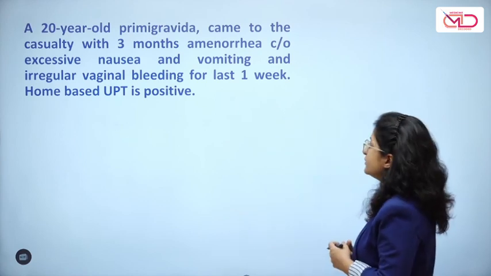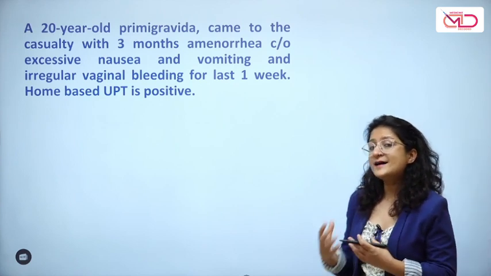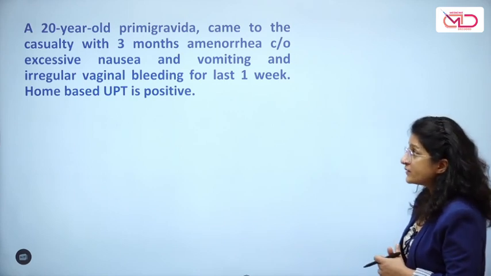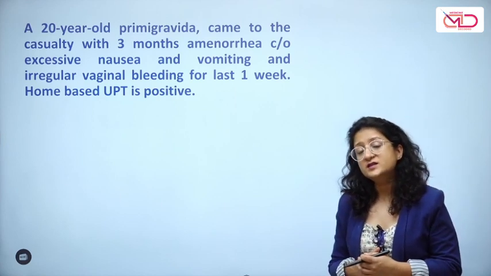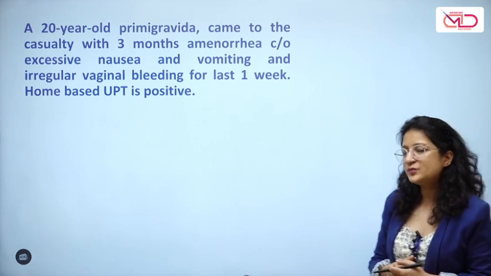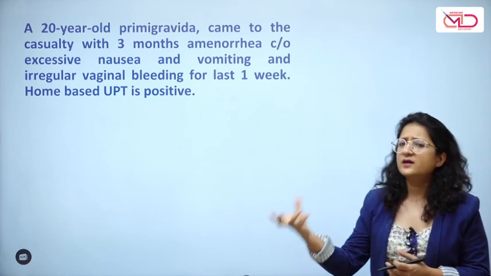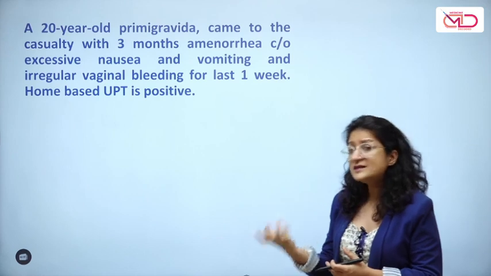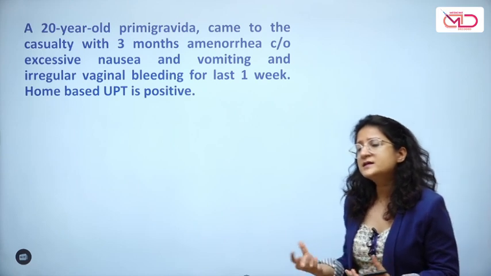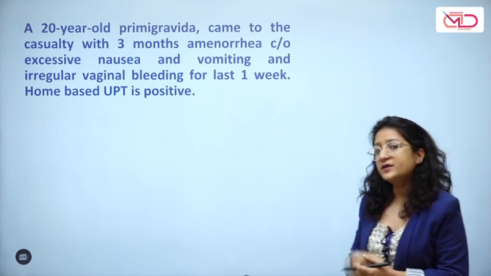So there's a 20-year-old primigravida who's come to the casualty with 3 months of amenorrhea. Her complaint is that of excessive nausea and vomiting and some irregular vaginal bleeding for the last 1 week. Her home-based urine pregnancy test is positive. Now there is your first clue. There is obviously first trimester bleeding in pregnancy. That's definitely there. But other than that, the excessive nausea and vomiting, there could be other causes. There could be a multiple pregnancy with excessive nausea and vomiting. It could be a coincidental gastritis or some GI problem. But yes, it does click something that could be a molar pregnancy.